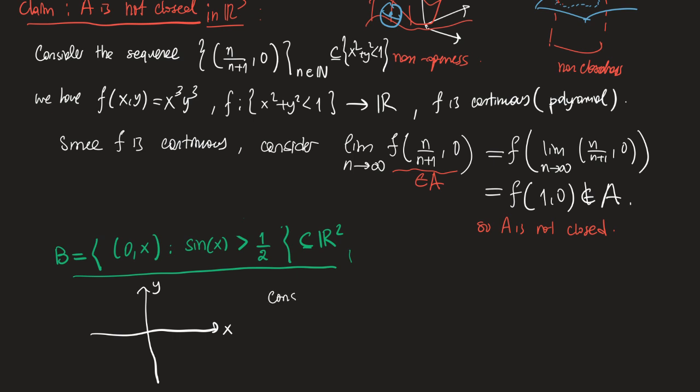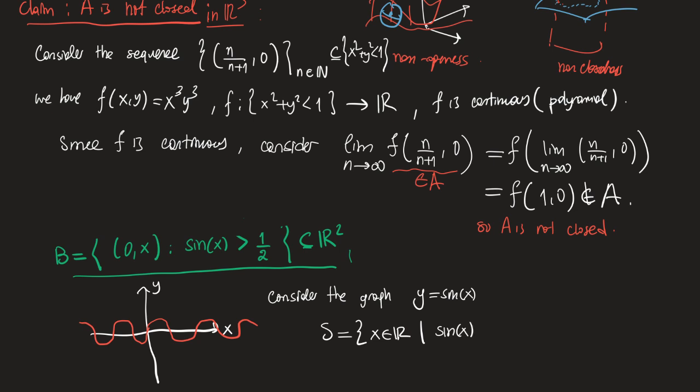Consider the graph y equals sine x. It starts from 0, goes to -1, 0, and so on, to infinity. So now let's look at this set S as x in the real axis such that sine x is bigger than 1 over 2. How can I analyze this set?